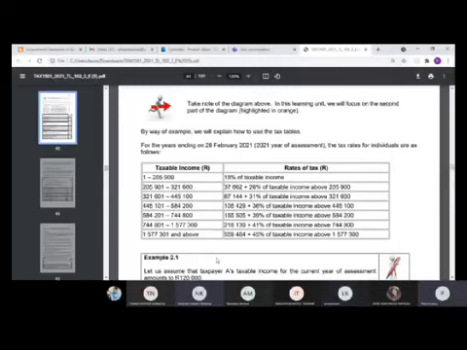And the rate on your tax tables will be 26%. You multiply this by 26%, and then you continue. Say 210, 1, 2, 3, and then you minus your 205.